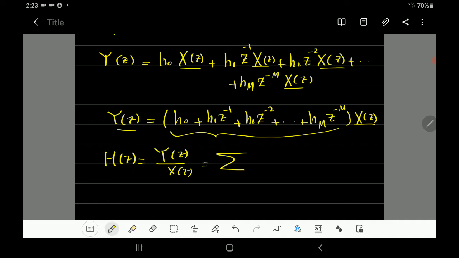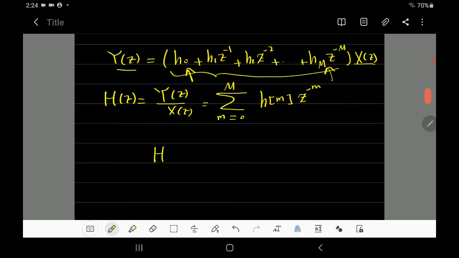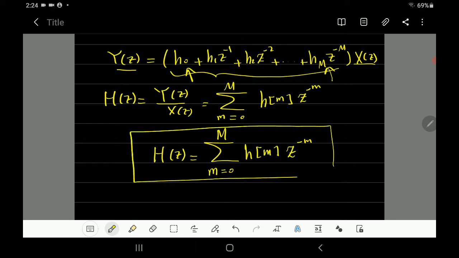You can write it as a sum, h of n multiplied by z power minus n. See this term, hM z minus M. Well, if you would like to change this to use a different index, that's okay. You can write h of m small, z minus m small, where m starts from 0 up to capital M. That will be the transfer function. So that's our result. The transfer function in the z domain is equal to the sum from m equals 0 up to capital M of h of m, z power minus m. That's in the z transform.